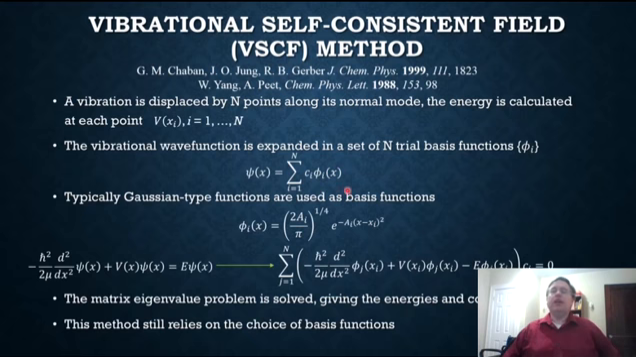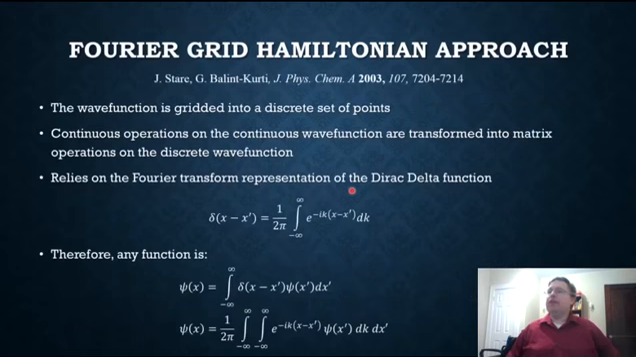All right? So another approach is the Fourier grid Hamiltonian approach, which has also been around for a little while. In this approach, the wave function is gridded into a discrete set of points. The continuous operations on continuous functions are then translated into their discrete counterparts, so that an operation on a function turns into a matrix multiplication on a vector. This relies on the Fourier transform representation of the Dirac delta function expressed here.